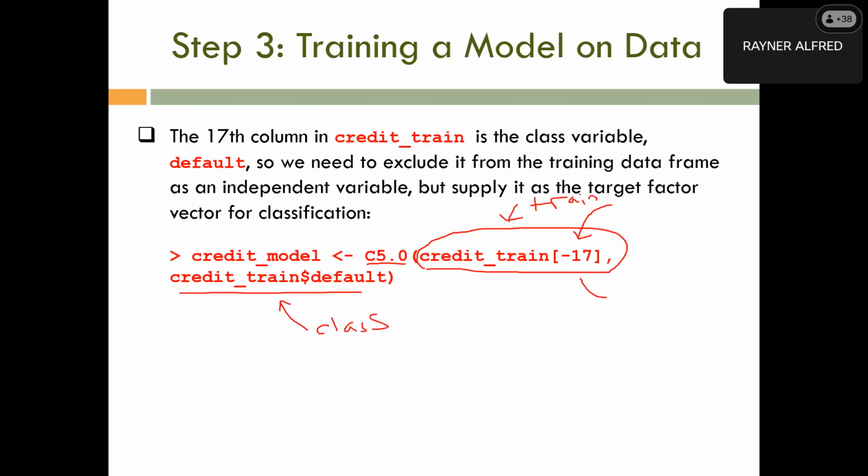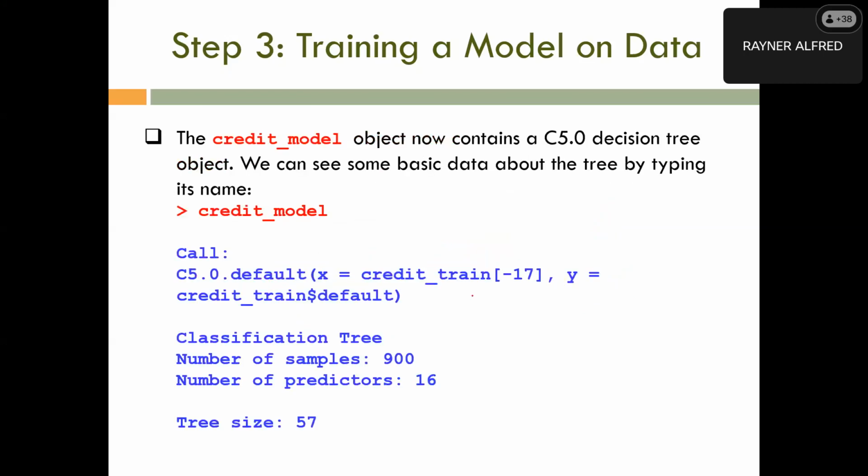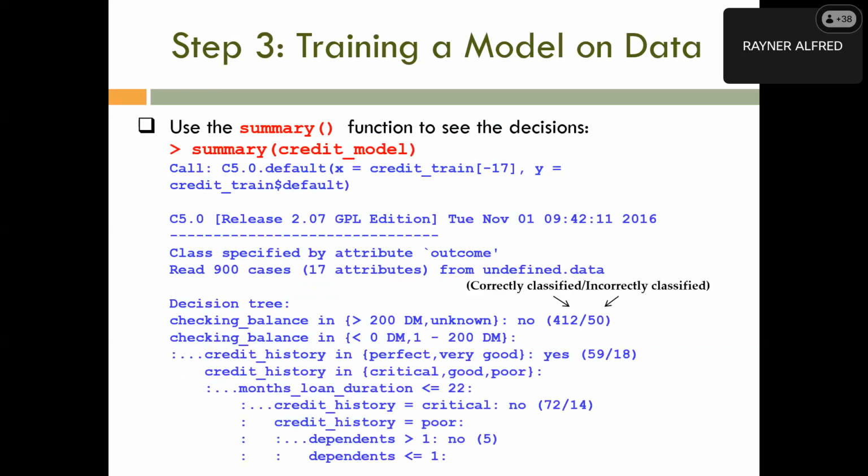I have this minus 17 because I do not want to include the class feature. Okay, so once I train them, if I look at the tree, this is how the decision tree looks. It says that if your checking balance is greater than 200 Dutch money or unknown, then you are not likely to default, meaning you will pay.